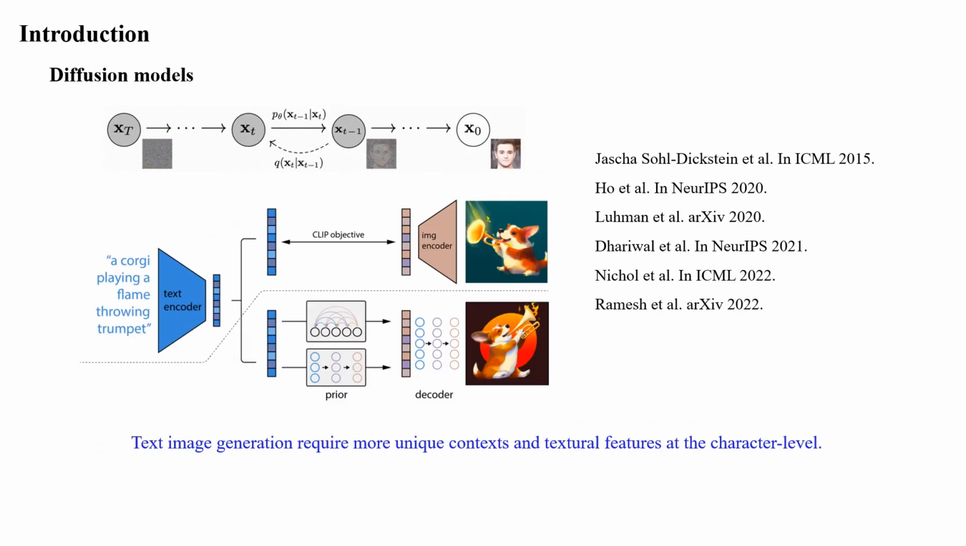Recently, a category of deep generative models, named diffusion models, has achieved impressive results in computer vision tasks. These works include DDPM, DDIM, guided diffusion, GLIDE, DALL-E 2, stable diffusion, etc. Unlike general image generation, text image generation requires more unique contexts and textural features at the character level. This inspires us to use a text recognizer to obtain conditions related to text images.